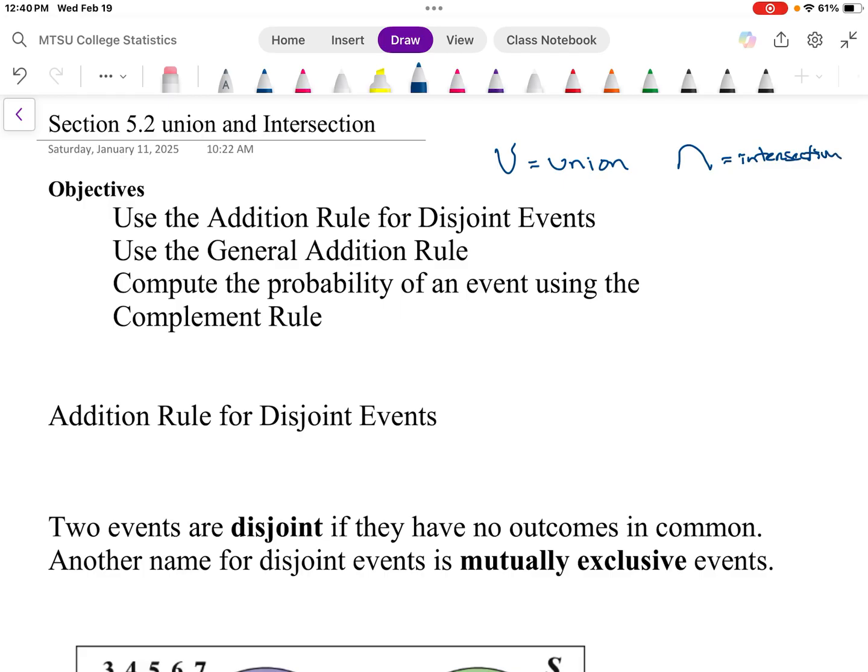This section focuses on using the addition rule for disjoint events, also known as mutually exclusive events, the general addition rule, and then computing probabilities of an event using the complement rule. So those are the three main focuses of this section here.